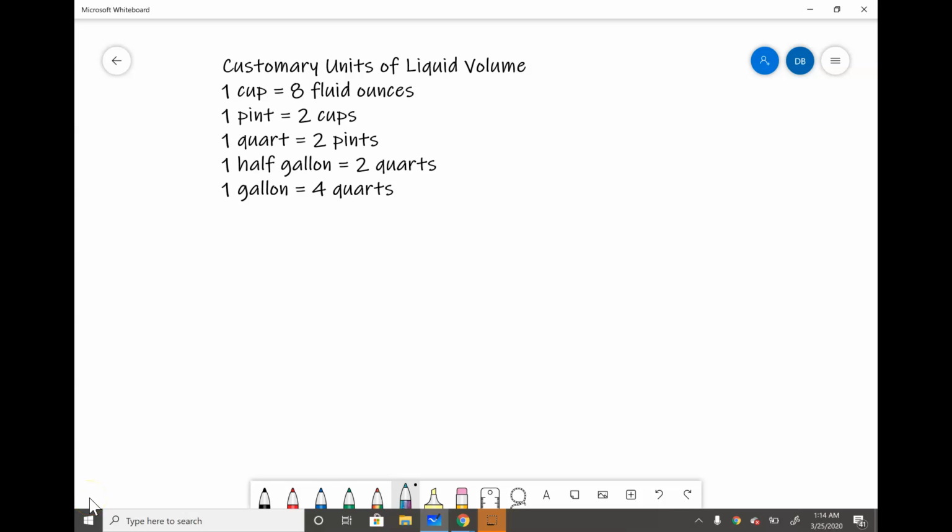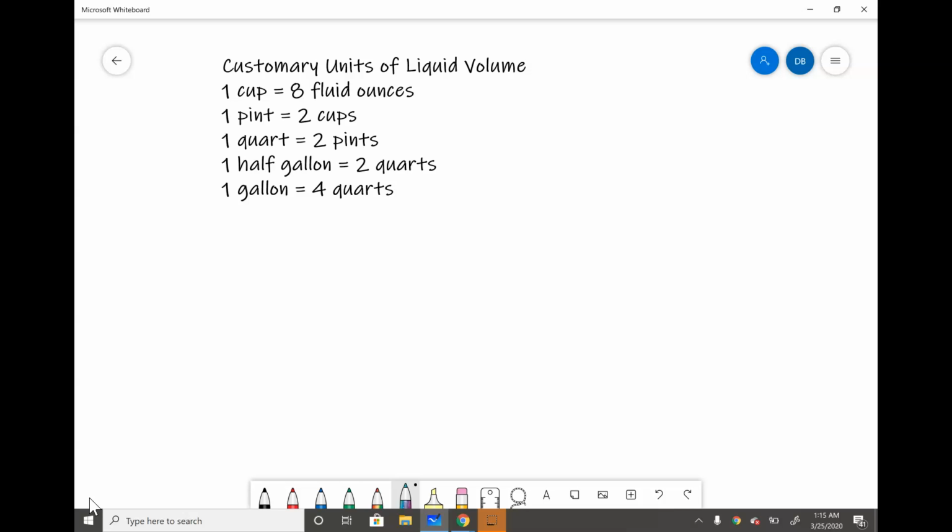Hi again, guys. Today we're going to talk about customary units of liquid volume. Liquid volume is the measure of the space a liquid takes up. Some basic units of measuring liquid volume, if you're using customary, are gallons, half gallons, quarts, pints, cups, and fluid ounces. So today we're going to look at converting customary units of measurement for liquid volume.